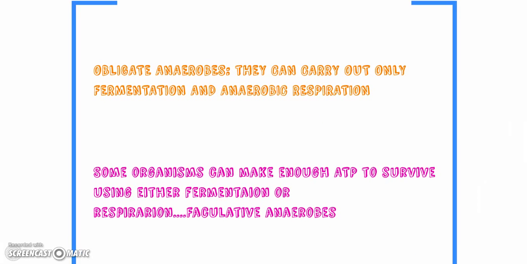So some organisms with special functions are obligate anaerobes and facultative anaerobes. Obligate anaerobes carry out only fermentation and anaerobic respiration, and in fact cannot survive in the presence of oxygen. Facultative anaerobes are organisms that can make enough ATP that they can survive using either fermentation or respiration.